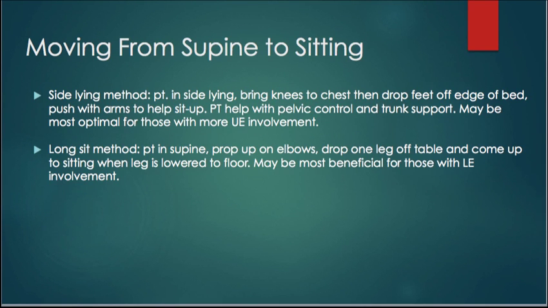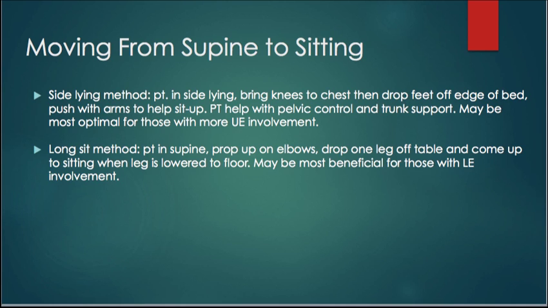There are 2 different methods that you can use to train your patient to move from supine to sitting. You can start with the side-lying method. So after a patient has achieved a roll onto their side, you ask them to bring their knees to their chest, then drop their feet off of the edge of the bed, pushing up with their arms to help sit upright. The physical therapist can help with pelvic control and trunk support if needed. This might be the most optimal method to use for patients who have more upper extremity involvement.